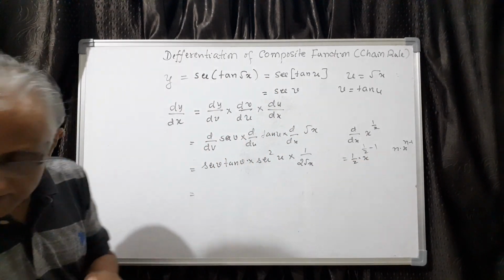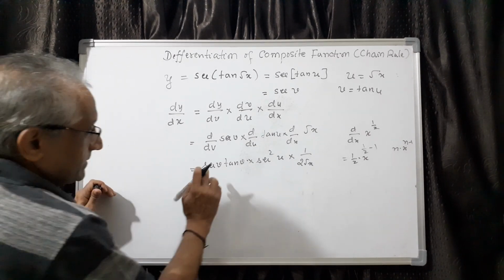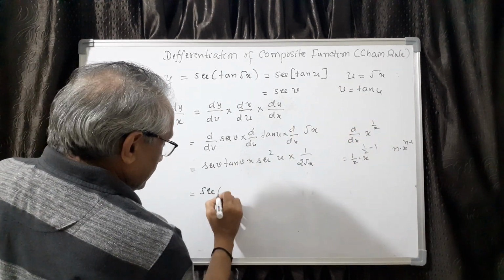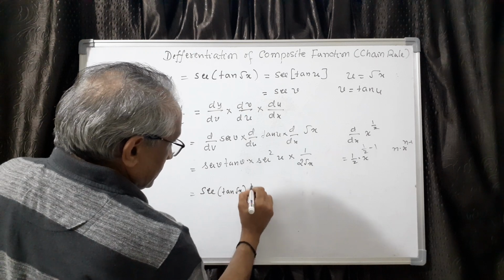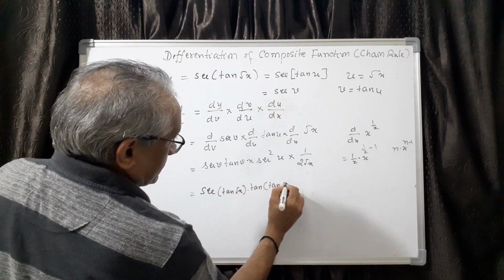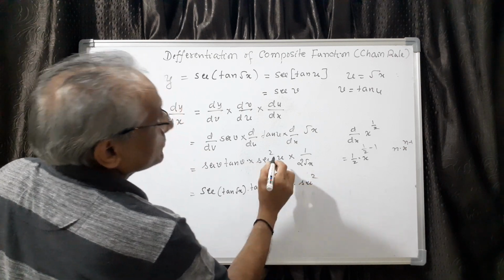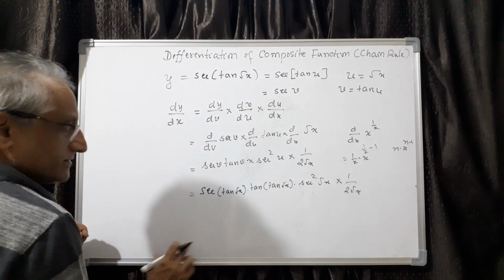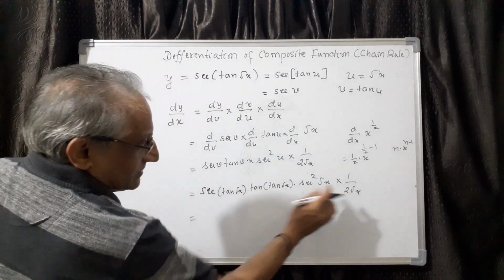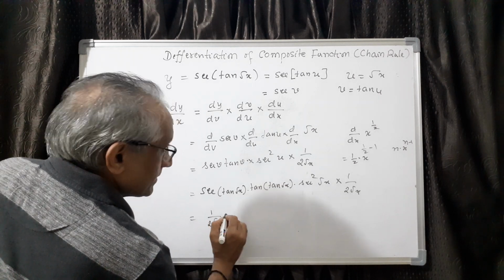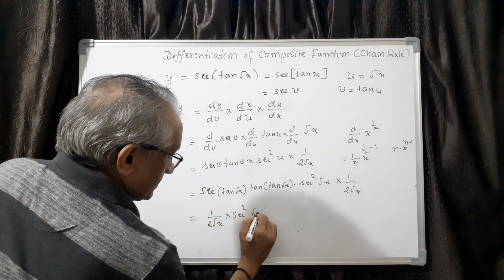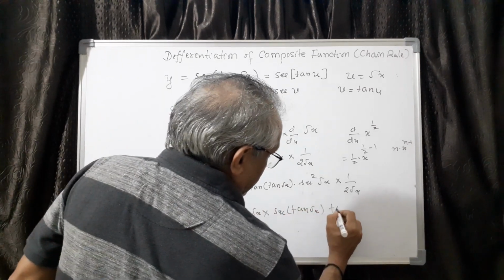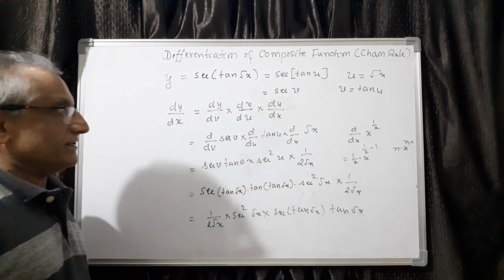Now of course you have to just keep on substituting that. So secant v is tan u, but u is root x. Therefore it is tan root x, tan of tan root x, then secant square u is root x into 1 by 2 root x. Of course this you can simplify. Simplify in the sense we can write this first. So 1 by 2 root x, then secant square root x into secant tan root x into tan root x. So this is the final answer.